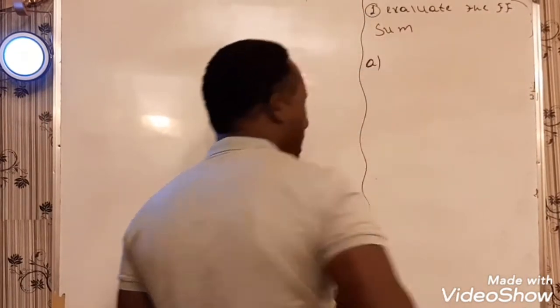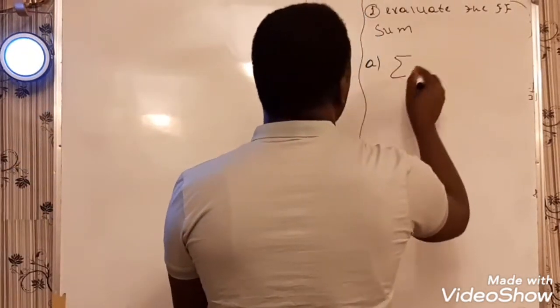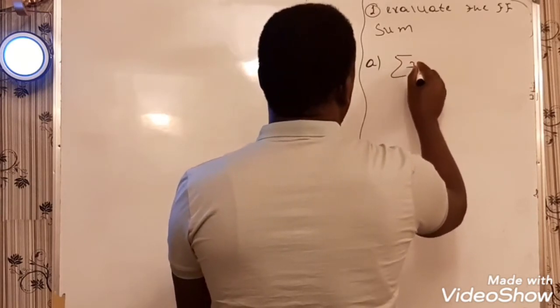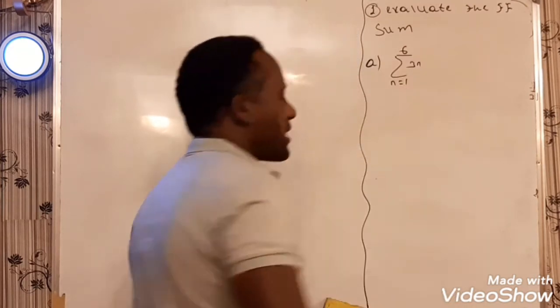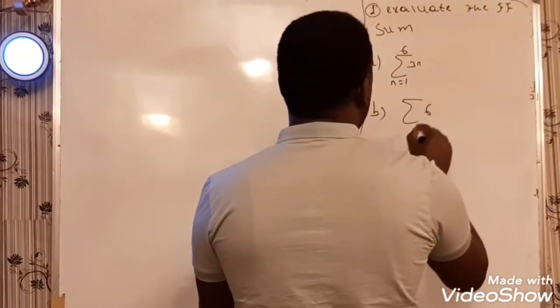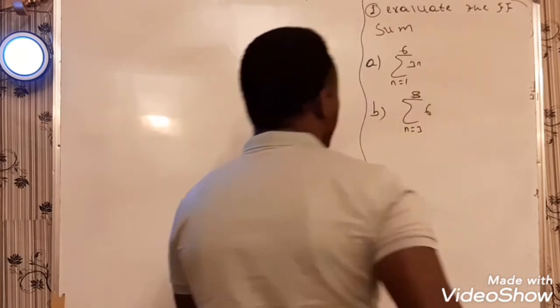Now the first example: what is the sum of 3n, where n is running from 1 to 6? What's the sum of this formula? In the second example, I'm going to show you what is the sum of 6, where n is running from 3 to 8. What's the sum of this formula?